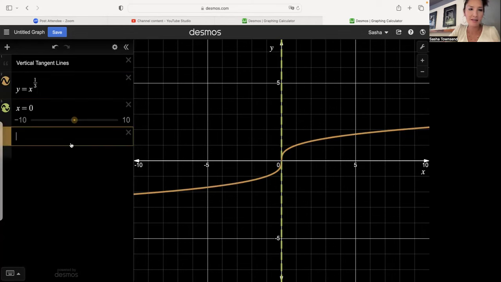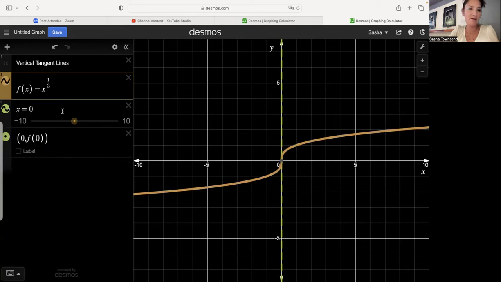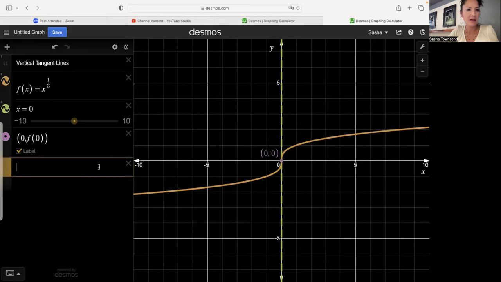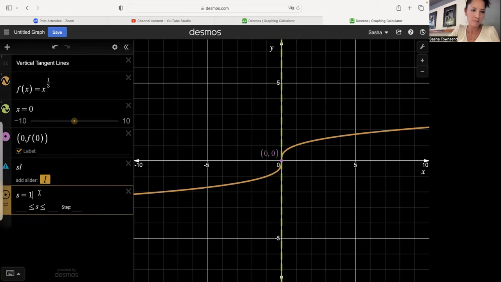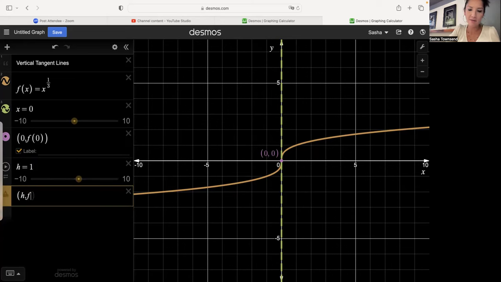If you want to, we could look at the slope of the secant line again. So let's plot 0 and f of 0. I need to do that for a particular function f. So I'll call that function f now. Yeah. So now we're plotting that point at 0, 0. And then let's let h just be a number. So here's my h value. And I want to plot h and f of h on my graph.